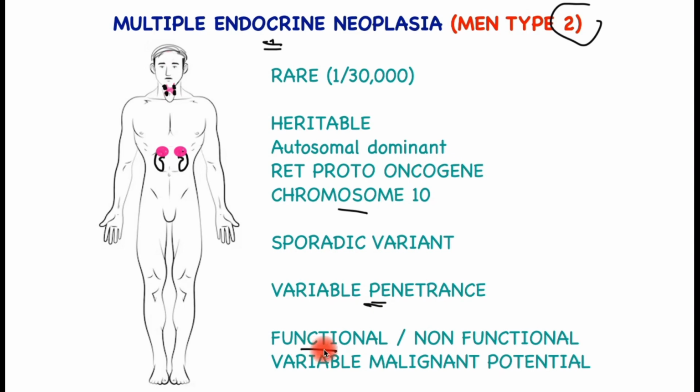These tumors can be functional, i.e. they can produce hormones. They may be non-functional, where it is just the mass of the tumor that causes symptoms and complications, and these tumors will have variable malignant potential, so they can be on the one end the benign spectrum towards the more malignant spectrum.